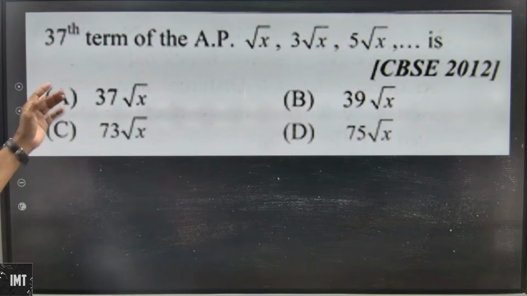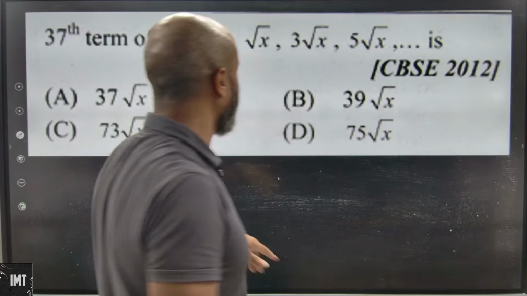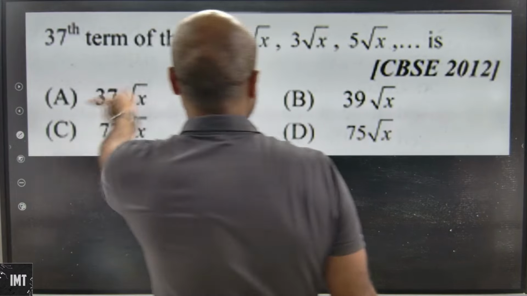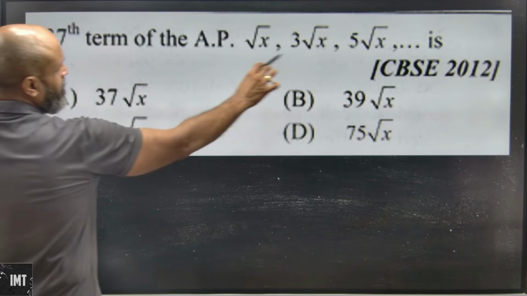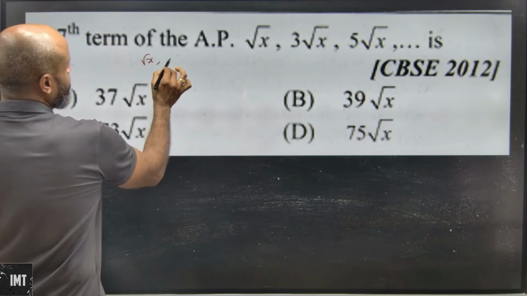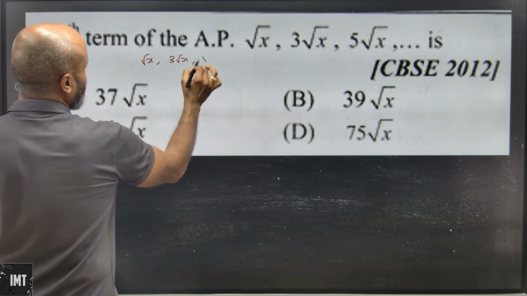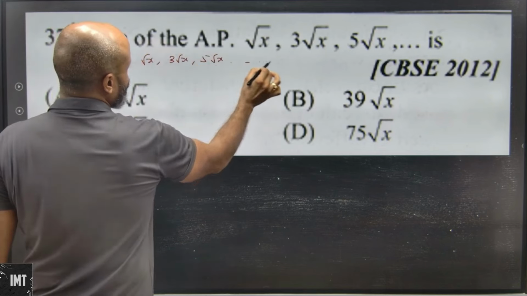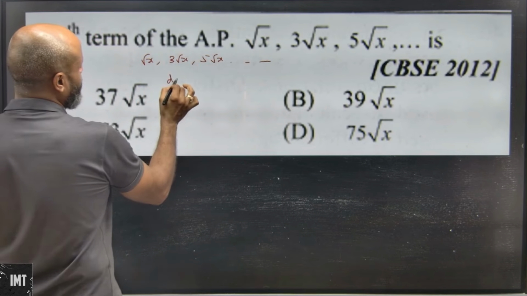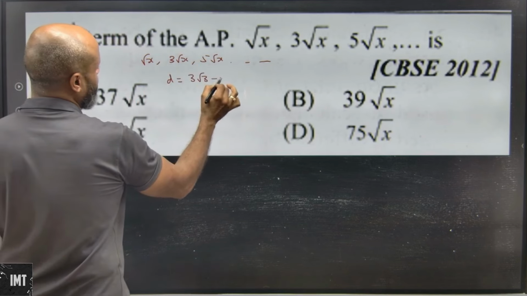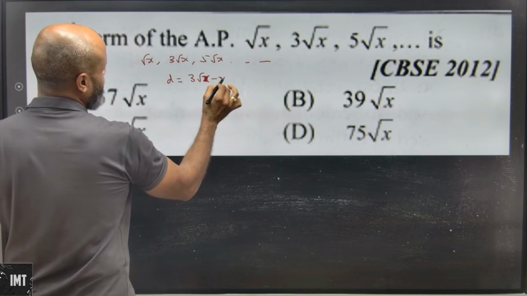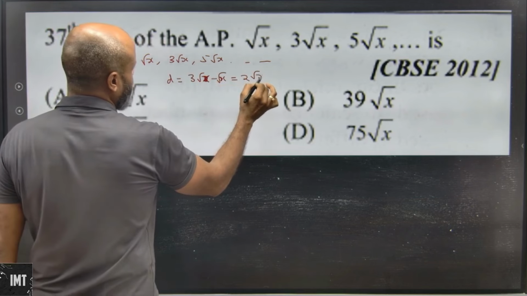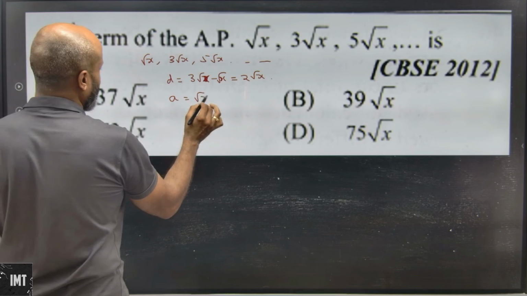Okay. Let's move on to this one. It's a CBSE question, 2012: the 37th term of the AP. Now, the AP is root x, 3 root x, 5 root x, and so on and so forth. So obviously, what will be the common difference? It will be 3 root x minus root x, that will be 2 root x. And what is the first term? That is root x.